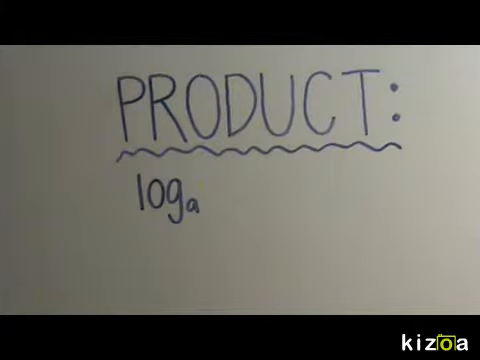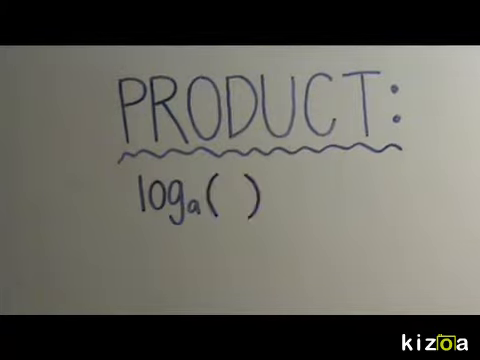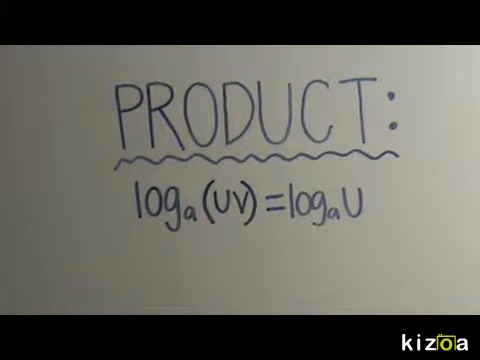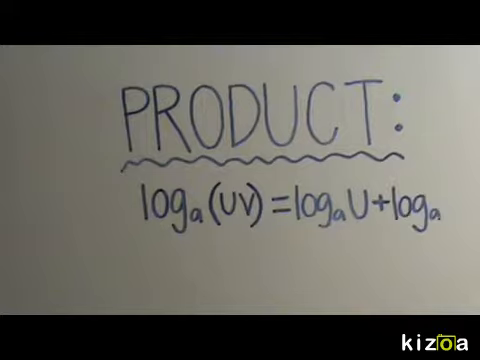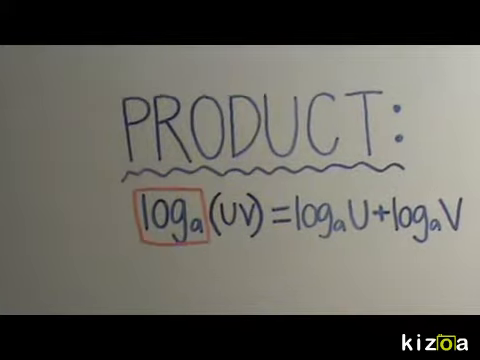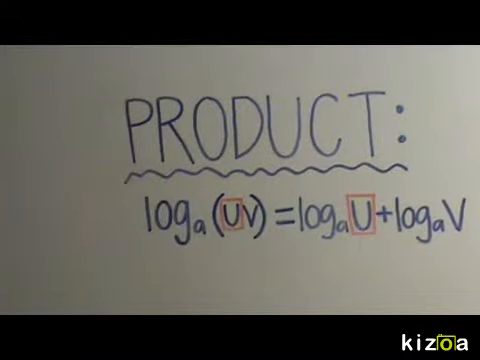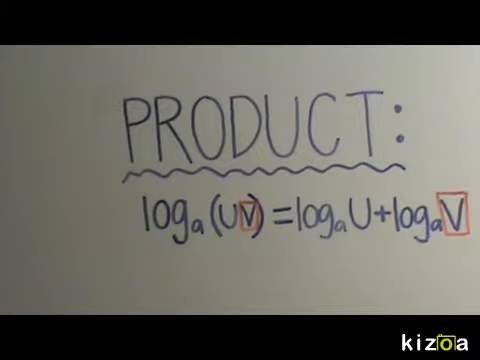The equation for this is log base a of uv equals log base a of u plus log base a of v. Notice that the log a on the left equals the log a's on the right, the u on the left equals the u on the right, and the v equals the v on the right.